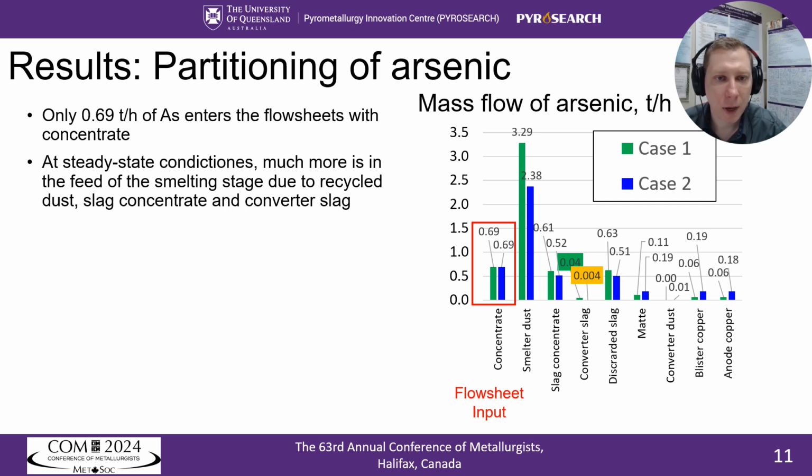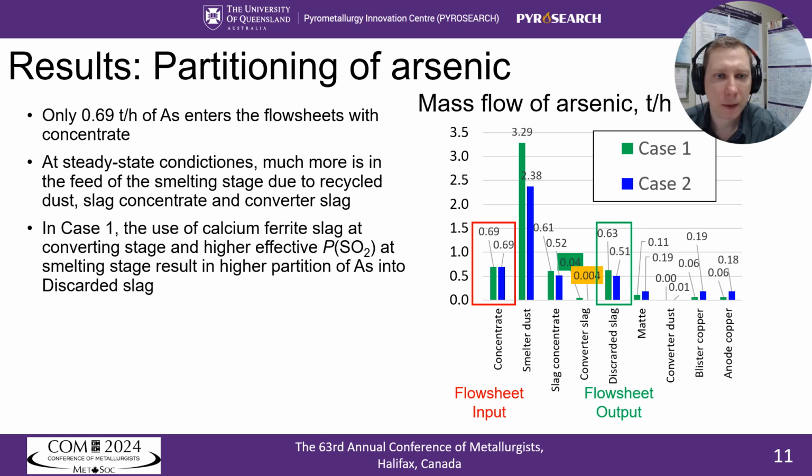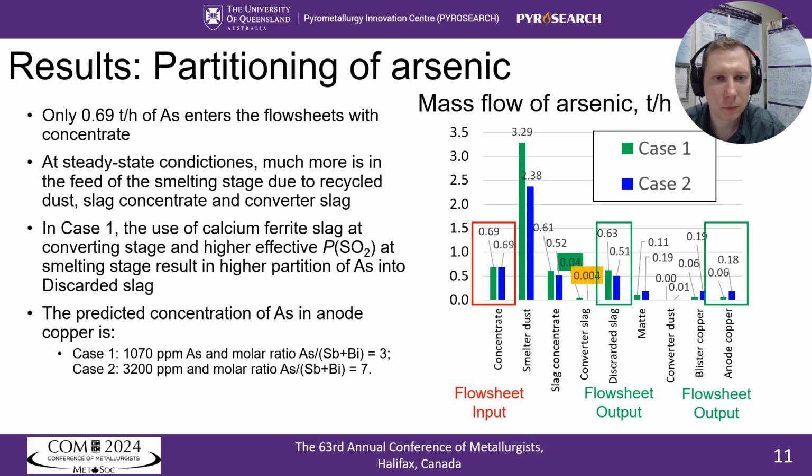Even though the mass flow of arsenic in the converter slag is relatively small, some arsenic is sent back from blister copper. Also, more slag with higher concentrations of arsenic is produced at the smelting stage of case 1, resulting in higher partitioning to the discarded slag. Thus, the predicted concentration of arsenic in anode copper is lower in case 1 compared to case 2.